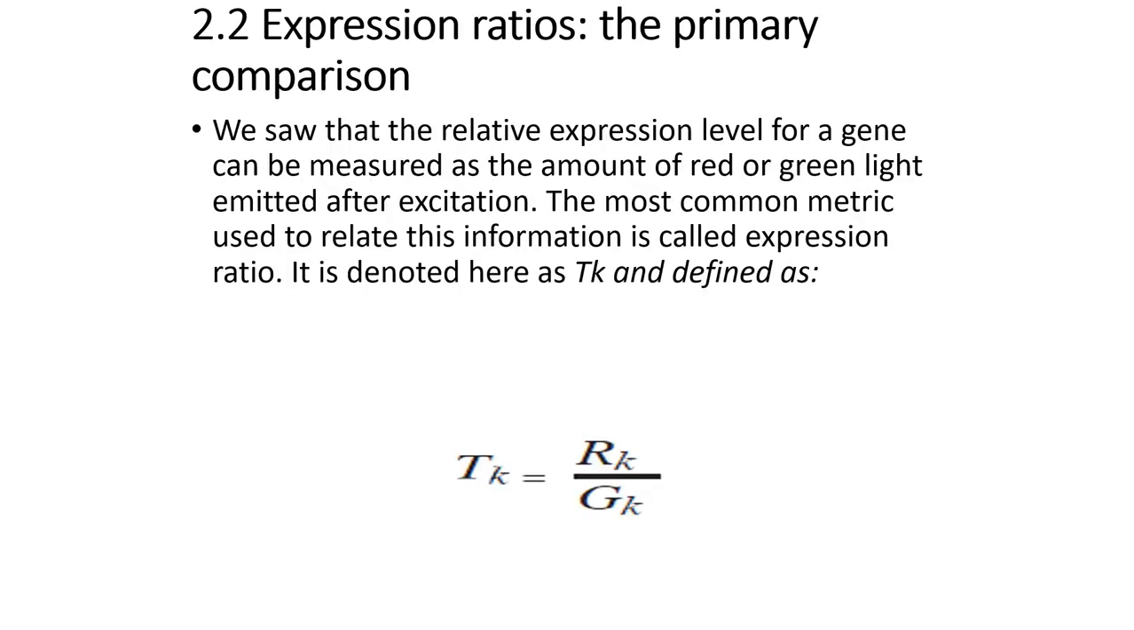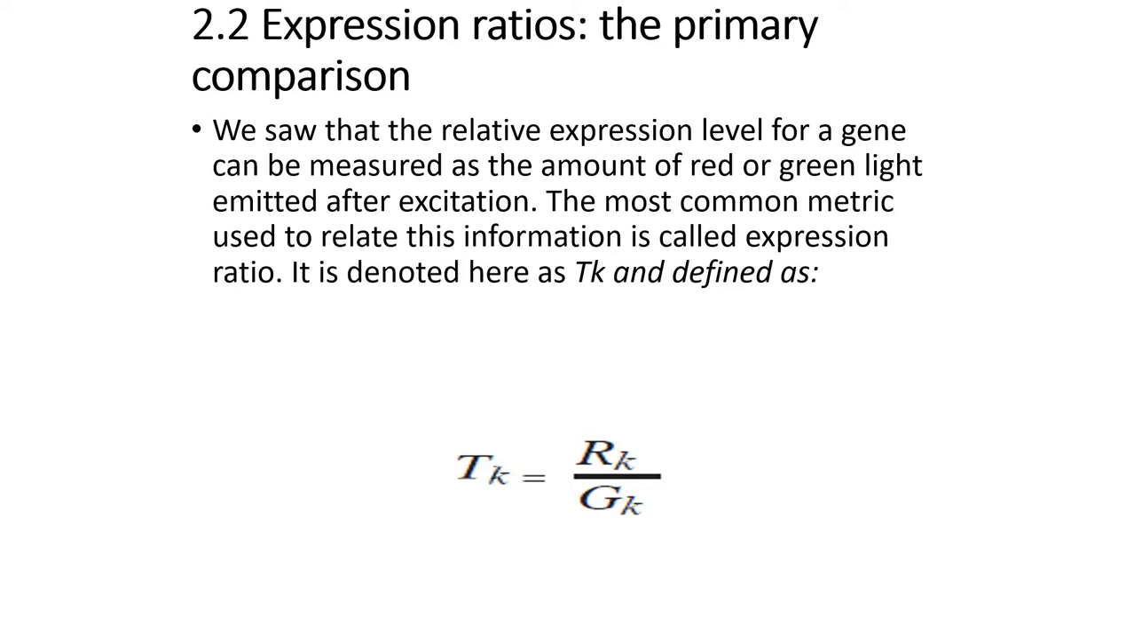Expression ratio is important. Now we know how we should consider the spot intensity, what the median intensity of the spots is, and how we should subtract the background median intensity. So we saw that the relative expression level for a gene can be measured as the amount of red or green light emitted after excitation. So what happens on the microarrays?